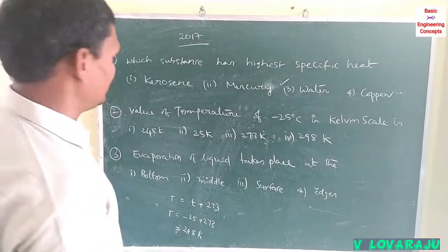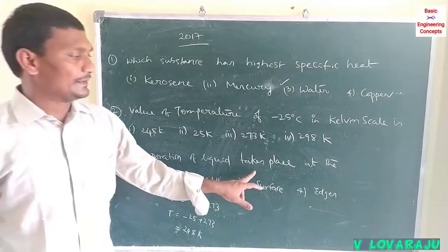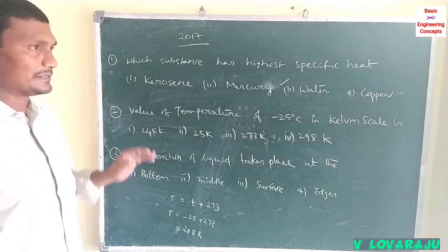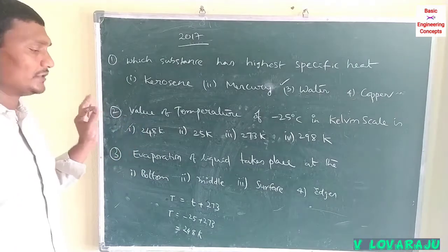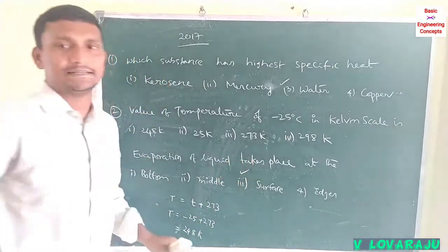Kelvin, 248. That is the first option. Evaporation of liquid takes place at the... Evaporation is always a surface phenomenon. That's why it always occurs at the surface.